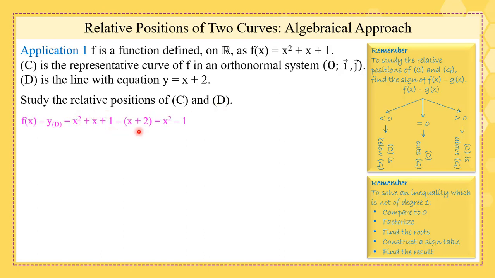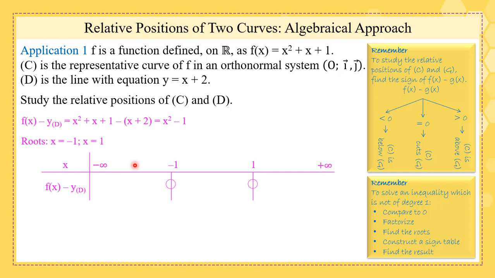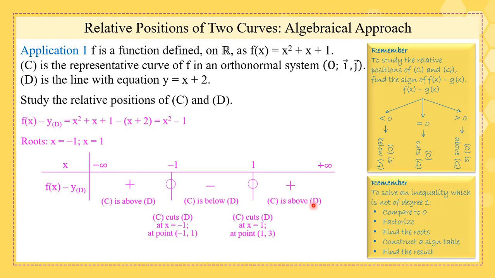Now here f of x minus y of D is x squared minus 1, and it's easy to study its sign. The roots are negative 1 and 1. Put this table, the sign table: same, opposite, same. So here we can say that C is above D. Here C cuts D. Here we have C is below D. Here C cuts D. And here C is above D. Now it's enough to say that C cuts D at x equals minus 1. But if we want to know the point of intersection, we can substitute minus 1 either in the equation of the function or in the equation of the line.